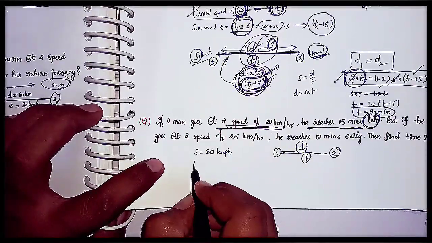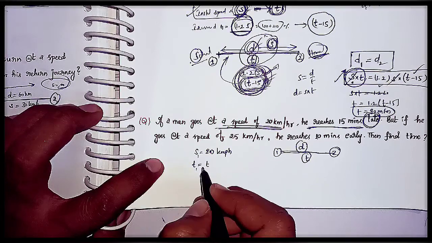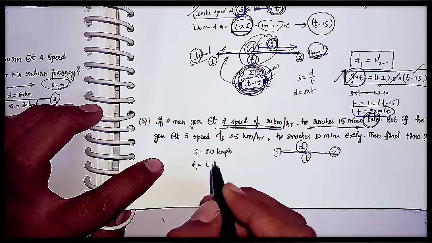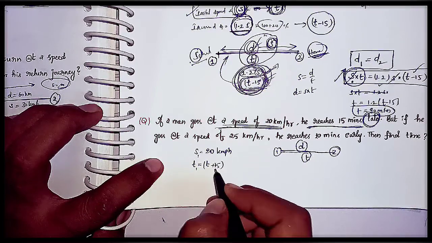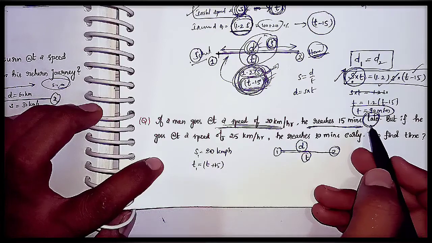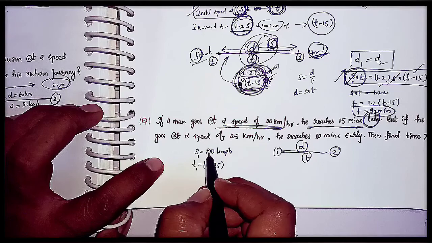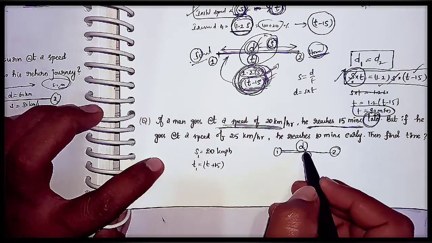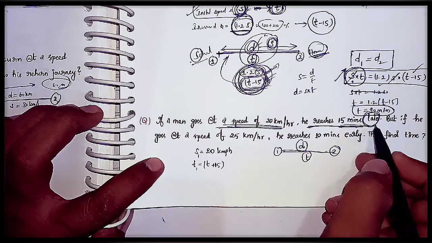The time taken in the first case, the first model, is t plus 15. He is taking 15 minutes more, so that is why he is late. Yes or no? In the first case, he is traveling at a speed of 20 km per hour and covering the distance d in time t plus 15, because he is 15 minutes late.